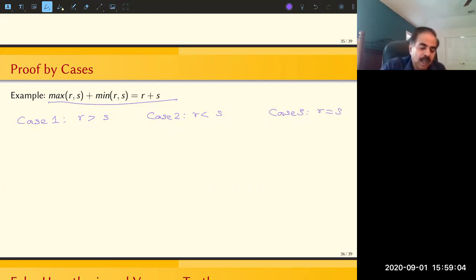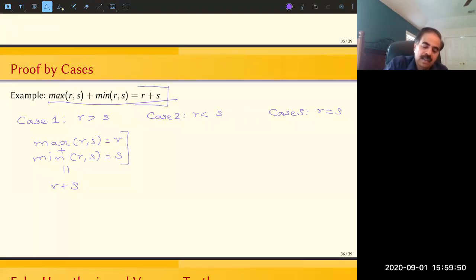Okay, so now let's take case one, R greater than S. Then we can say that max of R comma S equals R, because R is greater than S. Therefore, R is going to be the maximum among R and S. So we can also say min of R comma S equals S. If you add these two, then you will get R plus S, which is the right-hand side we want to prove.